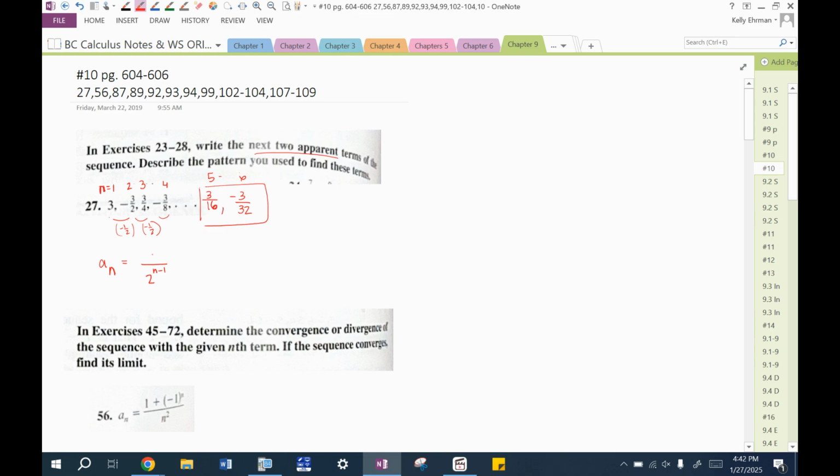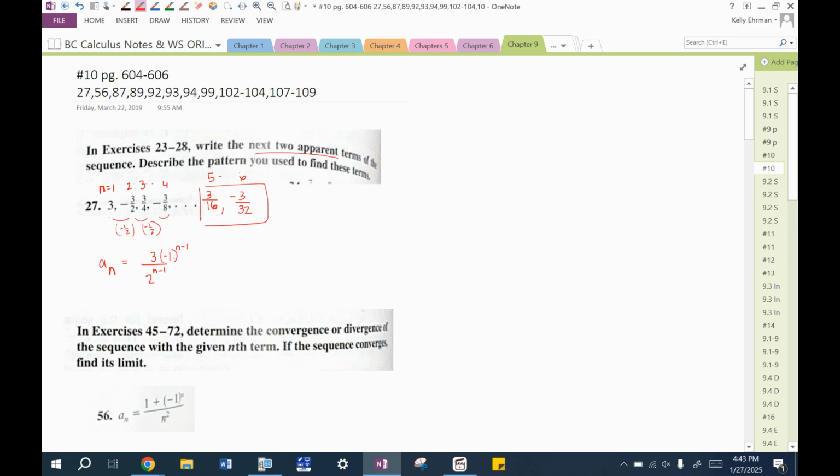And then there's always a 3 in the top. But sometimes it's -3 and sometimes it's +3. So I think we could say 3 and then there's a -1. It can't be to the n because then all the even terms would be positive and all the odd terms would be negative. But if we make this n minus 1, just to kind of match the two, that would make this -1 to the 0 is 1. -1 to the, when I plug in 2, I get -1 to the first, which is negative. So that's going to work.